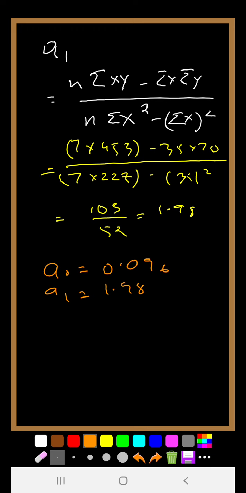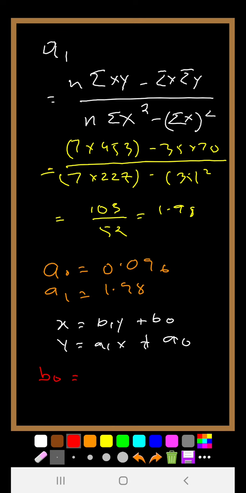So if we put the equation, we have two types of equation. One is, let's start with x having the value b1y plus b0, and y having the value a1x plus a0. Similarly we can also get the values of b0 and b1, as we have the values for a0 and a1. For b0, simply we have to replace the x with the y.